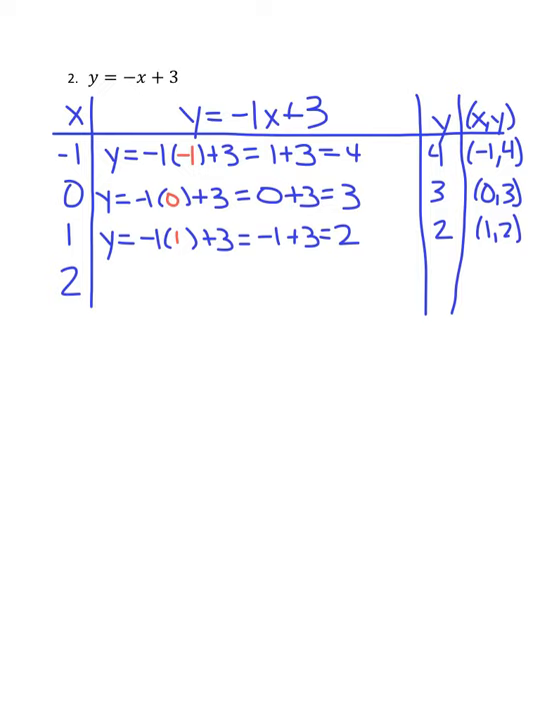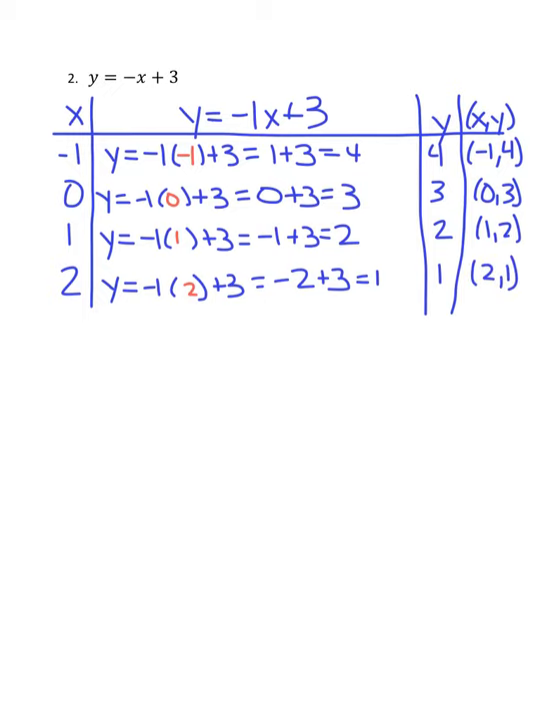And then the fourth value for x, y equals -1 times 2 plus 3. -1 times 2 is -2 plus 3. -2 plus 3 equals 1. So when x equals 2, y equals 1.